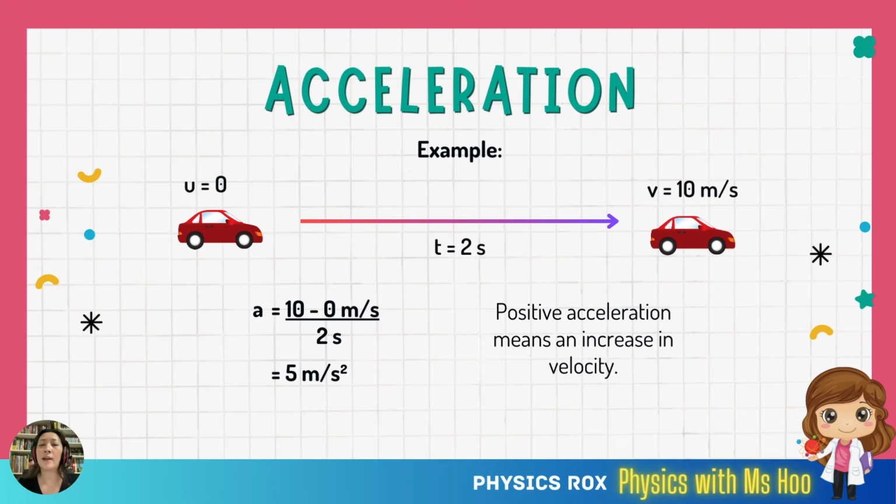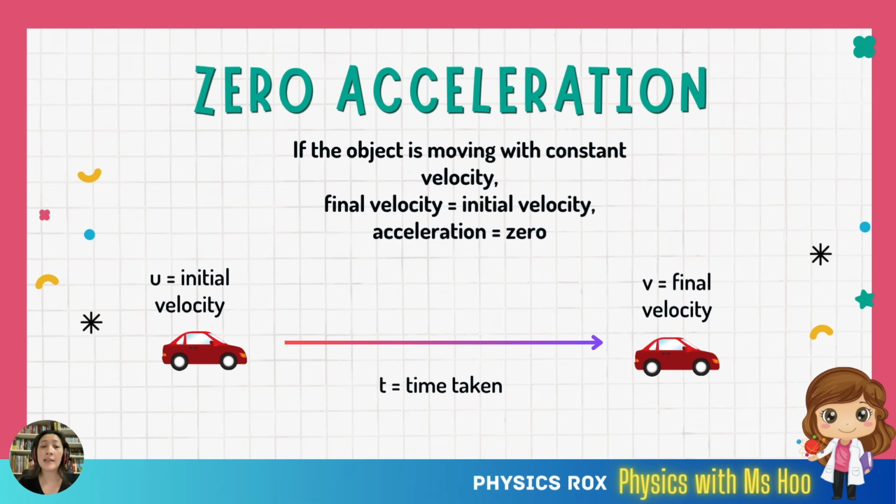So because u and v are not the same, they're changing, right? That means there is acceleration. So here we can see that a positive acceleration means an increase in velocity. The value for the acceleration we get is non-zero because u and v are not equal. So what if we get a situation where u and v are equal? Obviously, that would be zero acceleration.